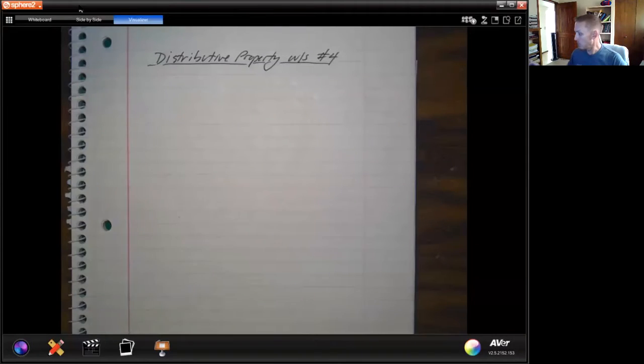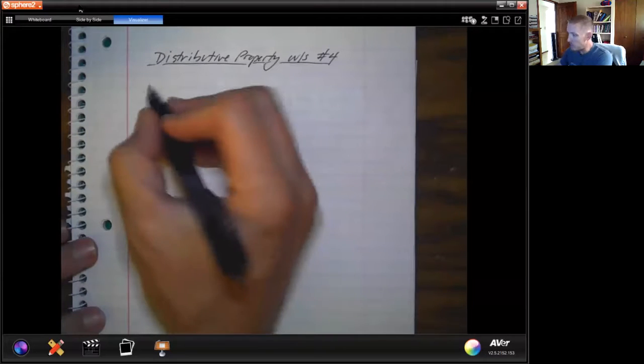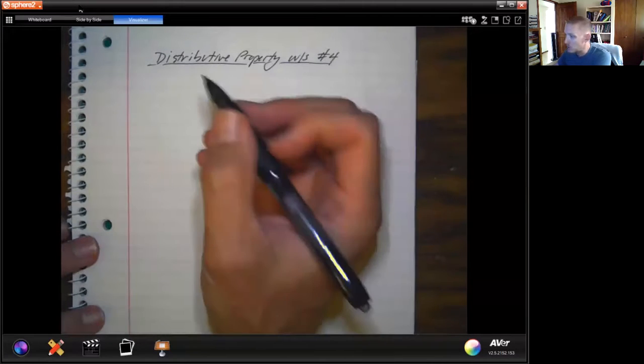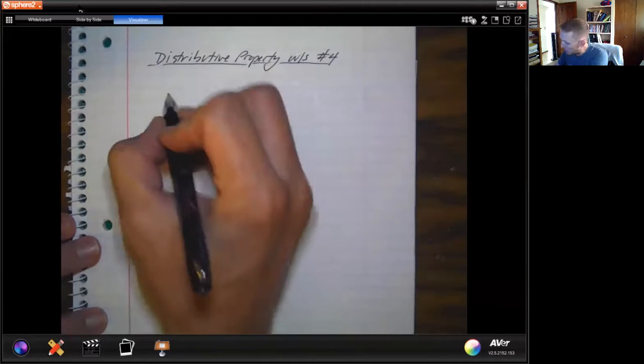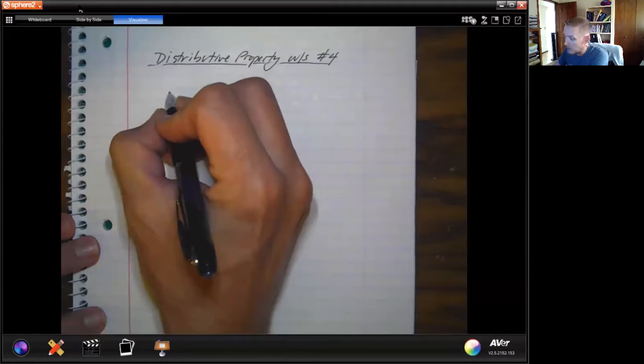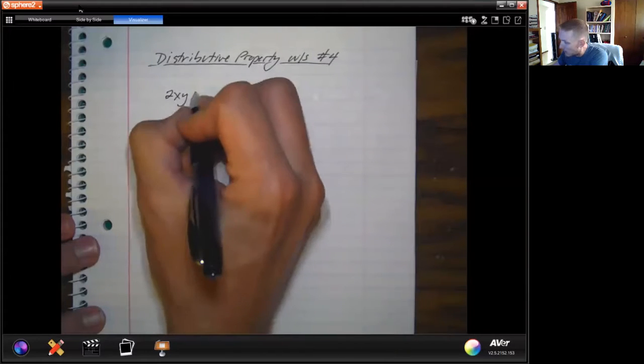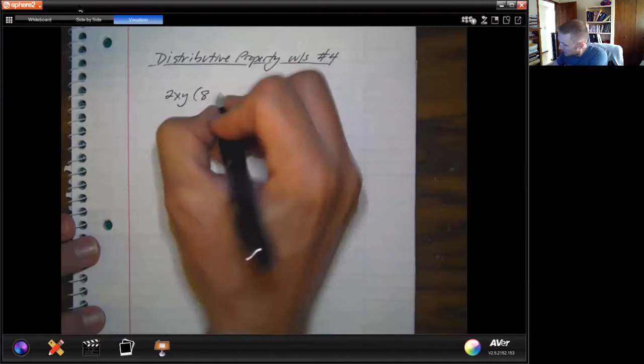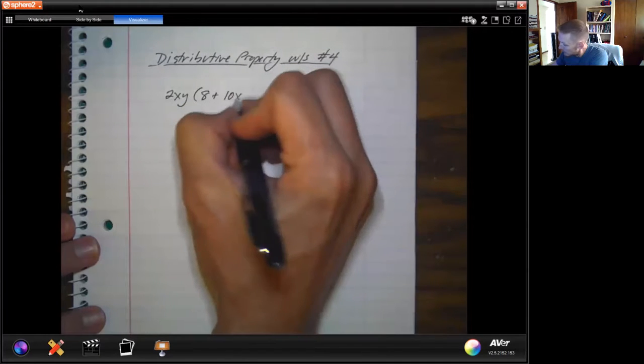So distributive property worksheet 4 is going to be your homework for Monday. And I just want to review some problems that are going to be similar to what you see on that particular homework assignment. So if we take the first example here that we're going to look at, we're going to say 2xy(8 + 10x) minus 12x.